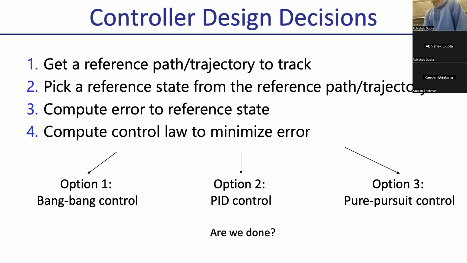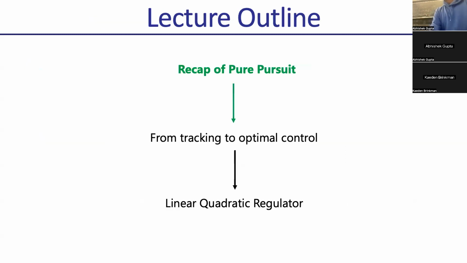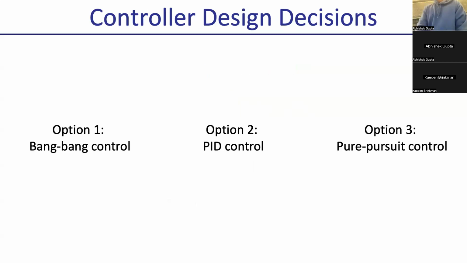Not really. We've figured out how to do a very specific control scheme, but we want to control general systems in robotics. So what we're going to try and do next is move from these control schemes like PID, which are reactive, and pure pursuit, which is looking ahead but with a very specific model, to a more general class of systems. And that's the difference between tracking and optimal control. In optimal control, we're going to consider a slightly more general problem.